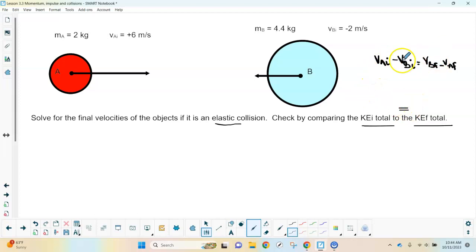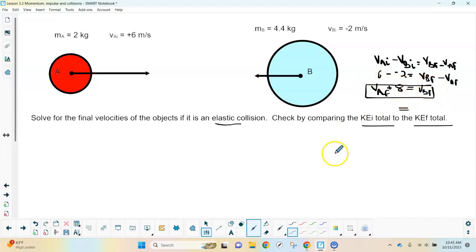So let's just use this first. The initial velocity here is positive 6. This is where the vectors are important. So we're going to subtract off negative 2 here. And that's equal to VBF, the final velocity after the collision of B, which we don't know. And we also don't know the final velocity of A after the collision. So we have two variables in this equation. So 6 minus a negative 2 would be 8. And I'm going to take this VAF to the other side, so it would be VAF plus 8 equals VBF. So that is one expression we're going to use to try to solve.